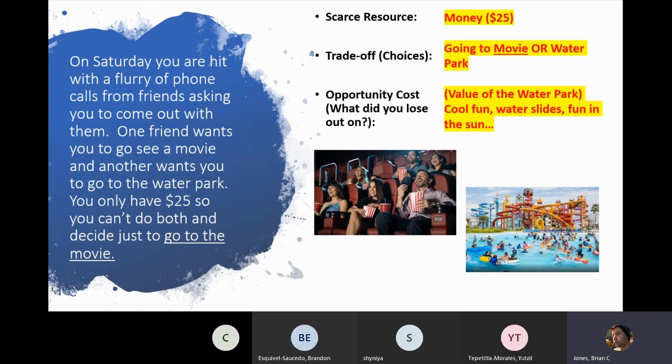So for me, I came up with a couple. The cool fun in the water. So that's a value. The water slides. Maybe that's what you would have gotten out of it, or fun in the sun. There's all sorts of different things as to why people go to water parks. But because we went to the movies, we gave that up. It cost us that opportunity. So opportunity cost. Make sure you understand what we're talking about there. What did we lose out on? Okay.